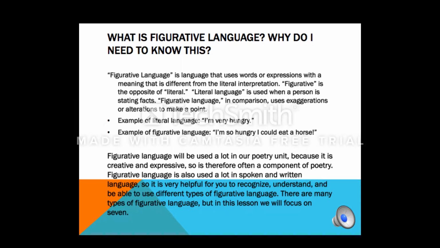We will be using figurative language a lot in this poetry unit because it's creative and expressive, so it's used a lot in poetry. It's also used a lot when speaking or writing, so it is very helpful for you to be able to recognize, understand, and use different types of figurative language. There are many types of figurative language, but in this video we will be talking about 7 of them.